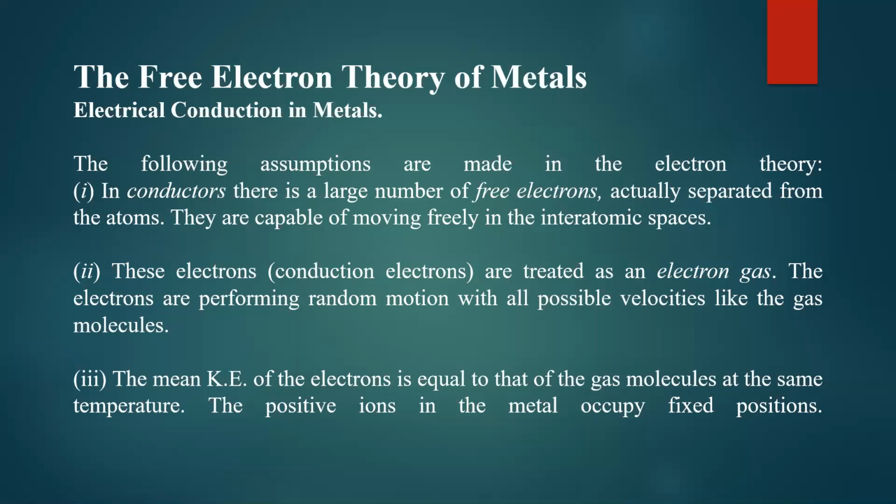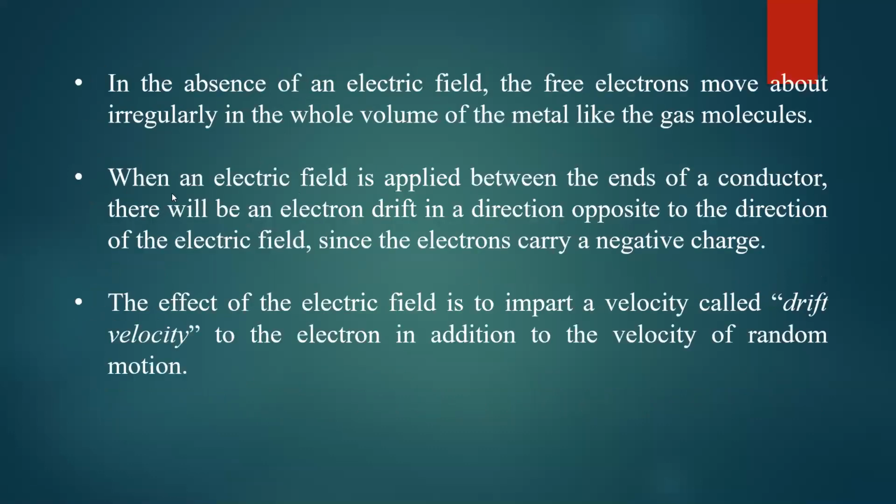The positive ions in the metal occupy fixed positions. They will not move; only electrons are going to move. Positive ions will not move inside the metal. They are fixed in position because their potential energy is greater and kinetic energy is less. For electrons, kinetic energy is greater and potential energy is very small. That point you have to remember.